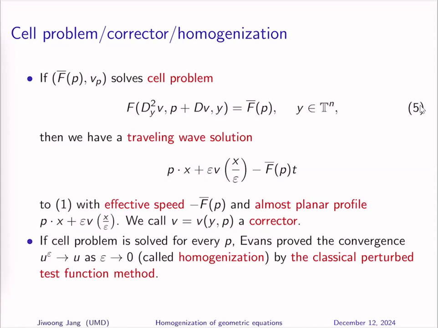Evans proved the convergence for first order Hamilton-Jacobi equations and for second order uniformly elliptic equations. So it has been a classical belief that if we know the correctors for every direction, then homogenization will be proved by this classical method. It has been a classical belief, but the story is more complicated for geometric equations. There is a subtle issue, and I'll come back to this point later.